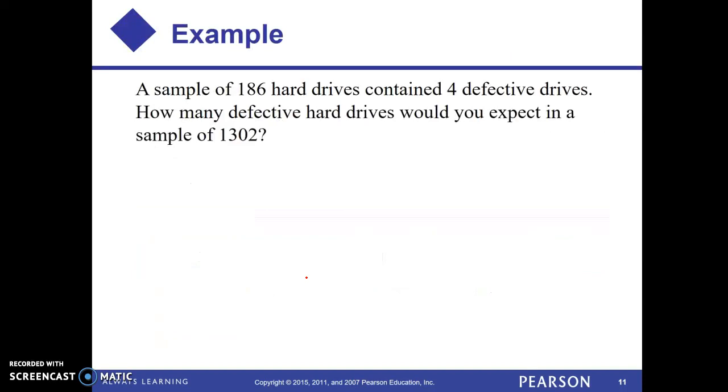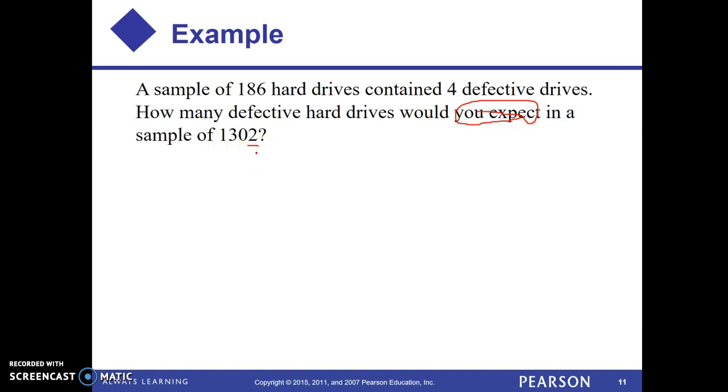A sample of 186 hard drives contained 4 defective drives. How many defective drives would you expect? So this is sort of an expectation, an estimate, but this is the way to do it. If we're going to expect, you would expect in a sample of that many. So what we're going to do is set up a proportion.